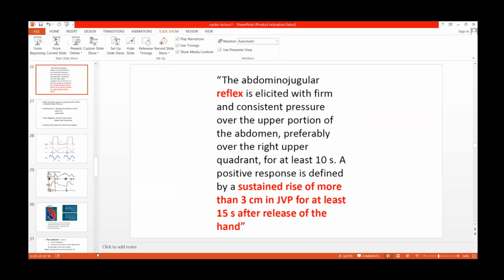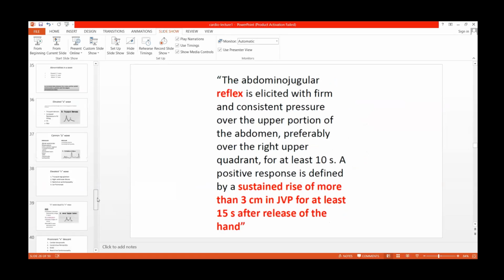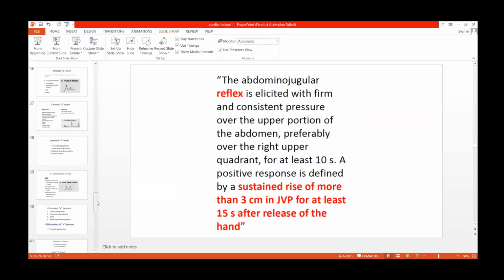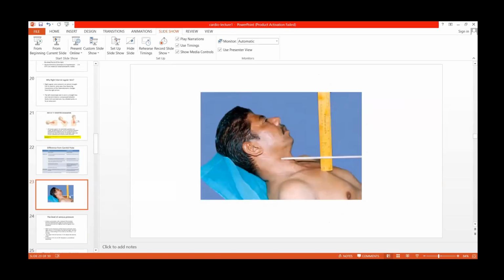And last of all, different types of waves and their explanations and abnormal conditions, and how to look for JVP, the method of examination. This one.